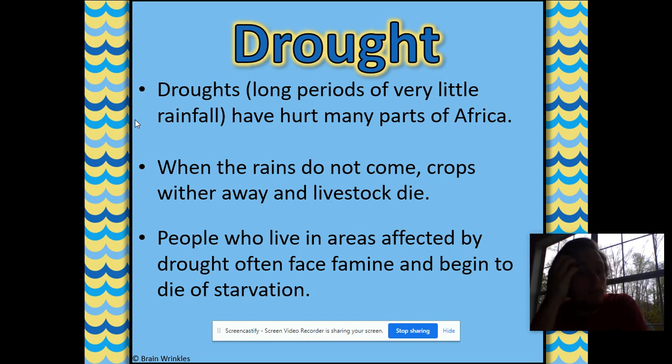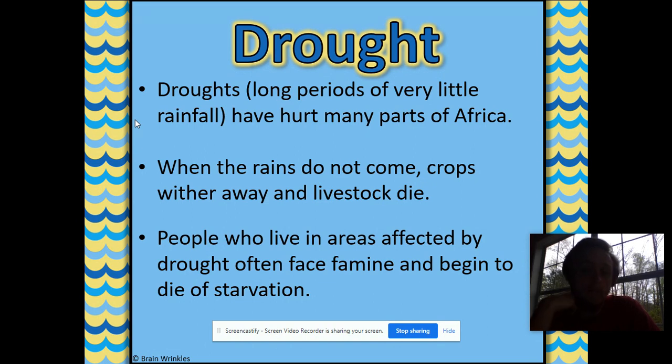This is bullet number 2 that you need to put for causes of water pollution: droughts. It's the first bullet. There are long periods of very little rainfall. So when there are droughts, that makes the water problem even worse in Africa because the rivers have started to dry up and things like that.